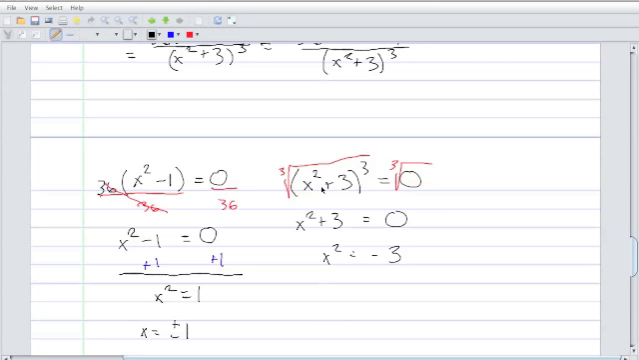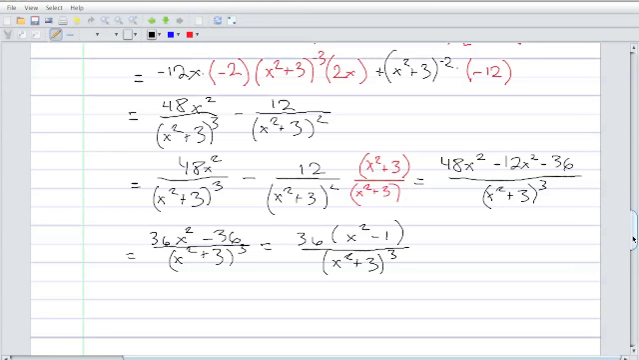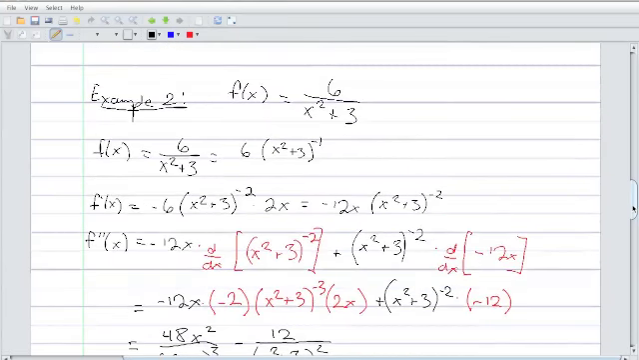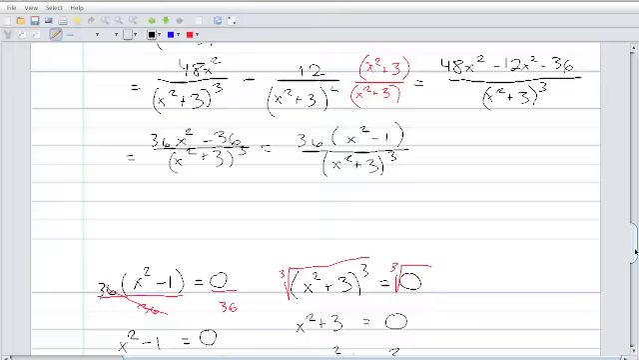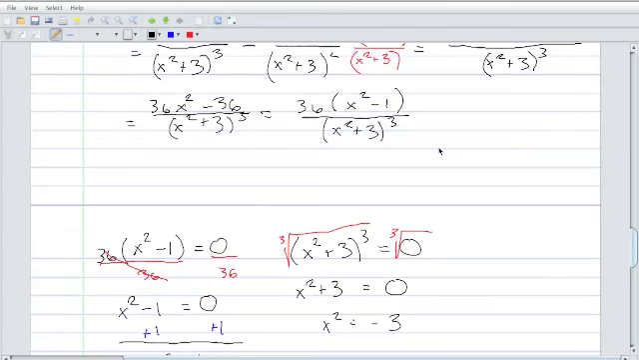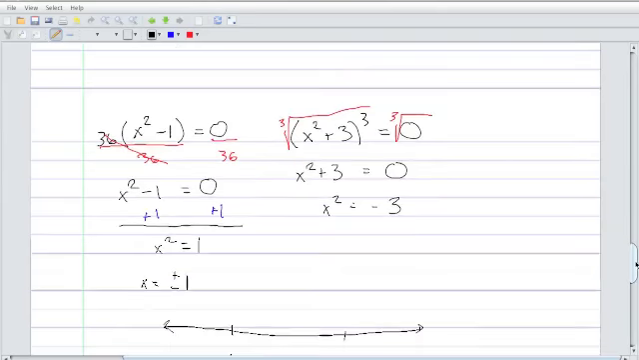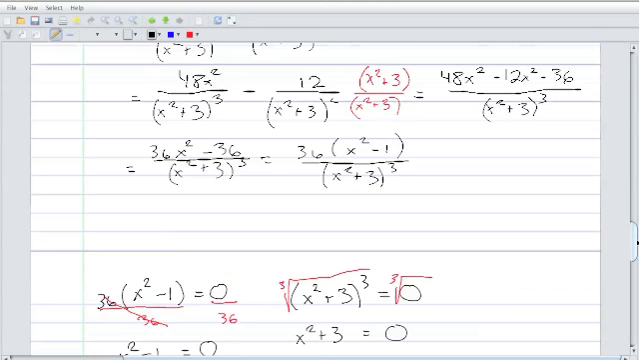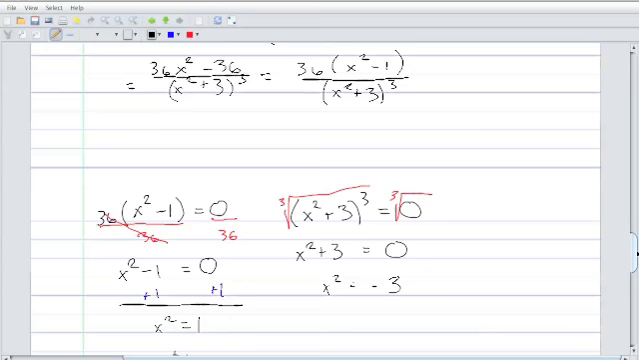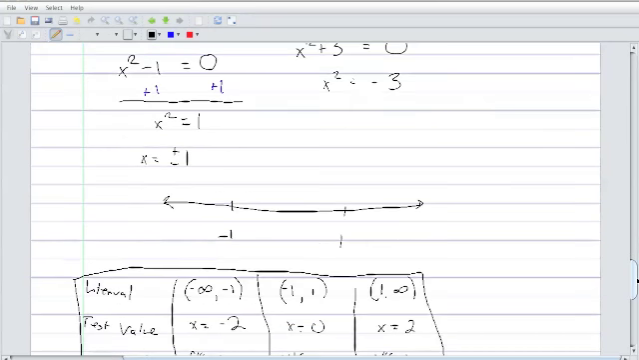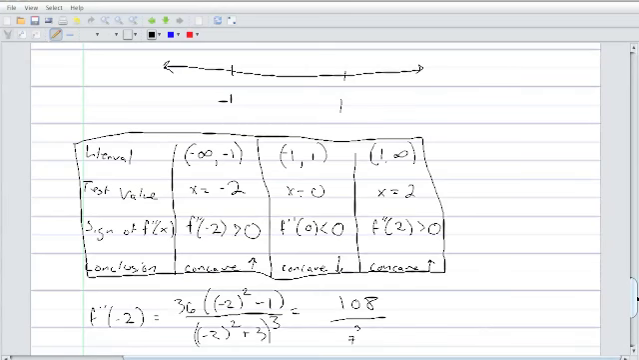We found the values for which this f double prime was 0, was 1 and negative 1. Those will make it 0. And there weren't any numbers that's going to make our denominator 0. So we only chose negative 1 and 1, and we tested those intervals. We chose negative 2, we chose 0, we chose 2. And that told us whether the interval was concave up or concave down.